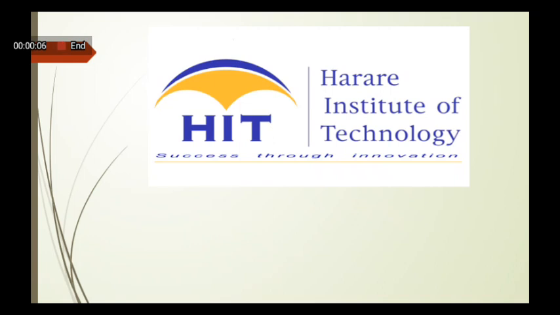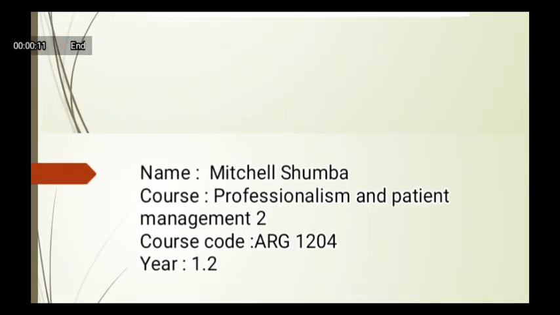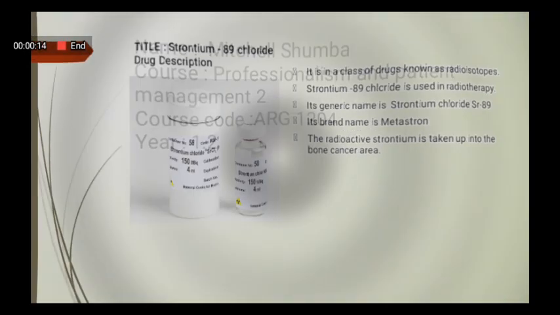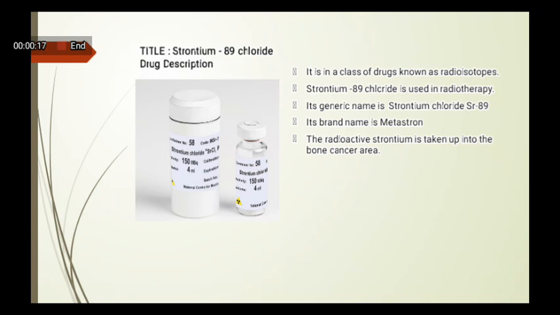So I'll be taking you through a radiopharmaceutical drug which is Strontium-89. It is in a class of drugs known as radioisotopes. Strontium 89 chloride is used in radiotherapy. Its generic name is strontium chloride, that is Sr-89. Its brand name is Metastron. The radioactive strontium is taken up into the bone cancer area. So, as you can see, I've managed to insert a diagram for you so that you can see the structure of strontium.